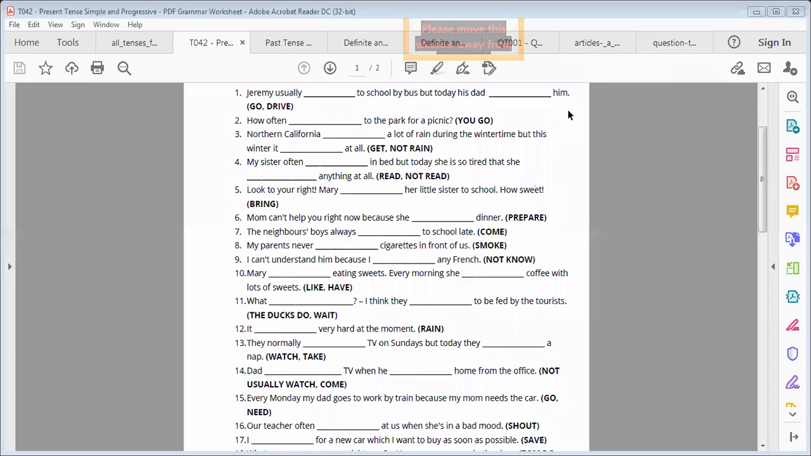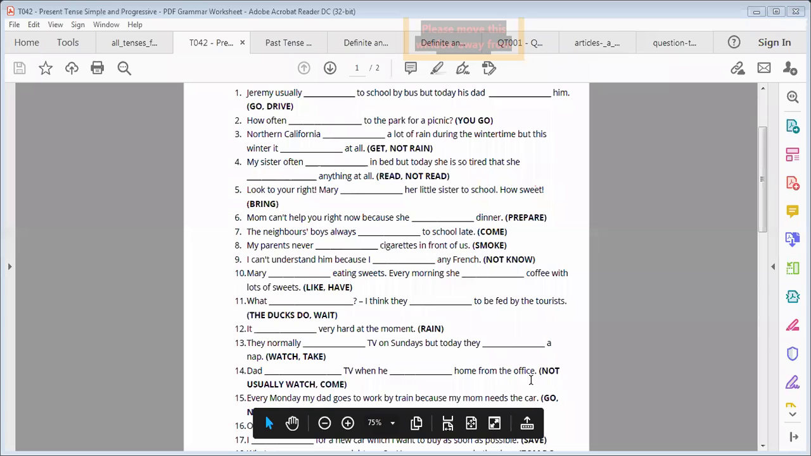Don't send the answers in the chat box. I'll be showing you the answer key. Yes, in question 15, they have already given the answer. Goes and needs. So it's a mistake there. Ignore it.